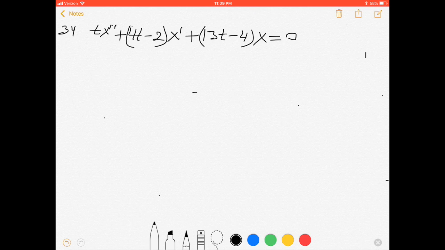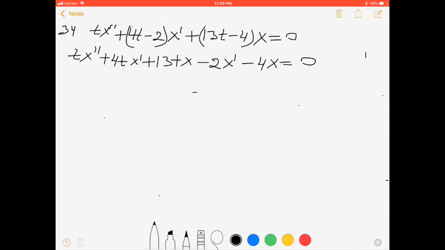Here we separate little bit. We have cx to the second plus 4cx to the first plus 13cx, and then we have minus 2x prime minus 4x equals 0. It will be easy found derivative after. What you have first? For first cx square you have minus s square x to the s. This value your function, derivative your function is 0.